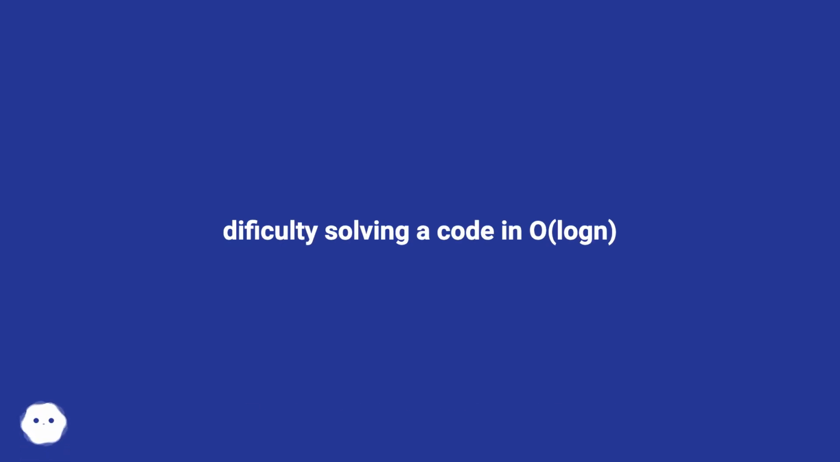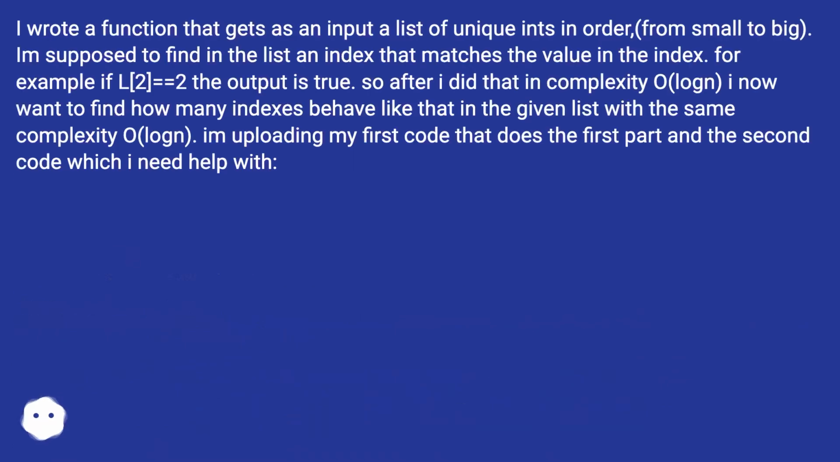Difficulty solving a code in O(log n). I wrote a function that gets as an input a list of unique ints in order, from small to big. I'm supposed to find in the list an index that matches the value in the index. For example, if L[2] == 2, the output is true.